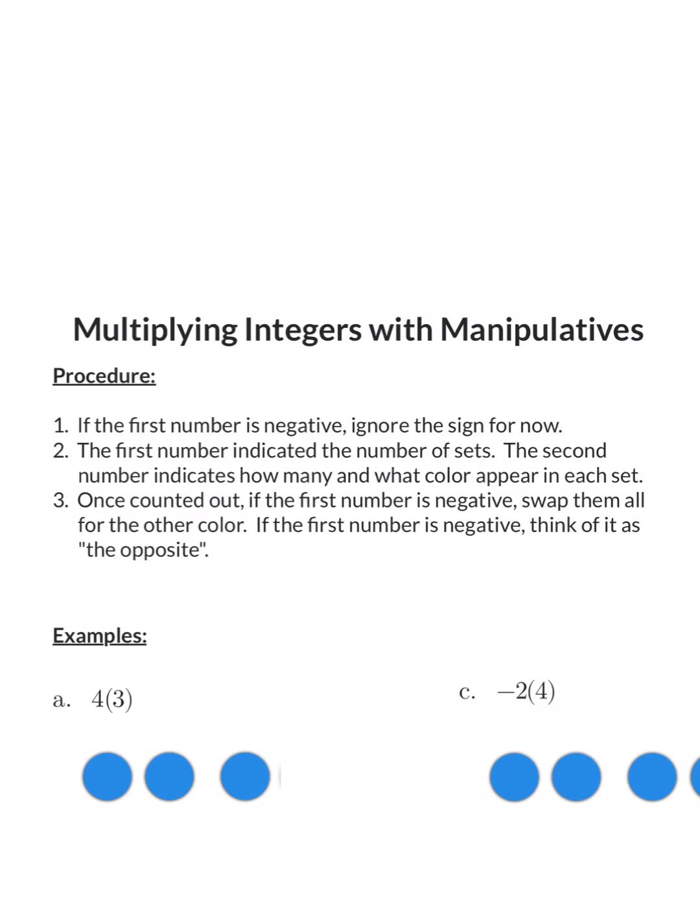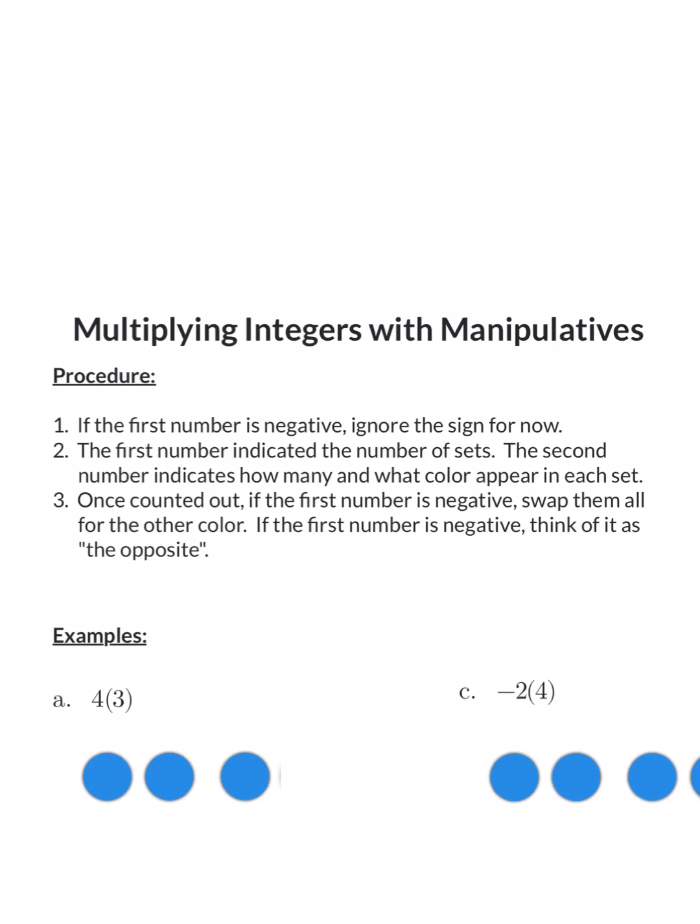Alright, so let's look at an example of how to visualize multiplying signed numbers. We're going to revisit using manipulatives, and again, we're going to use blue chips for positive numbers and red chips for negative numbers. In order to think about multiplication using manipulatives, the first thing we want to do is, if the first number is negative, ignore the sign for now.